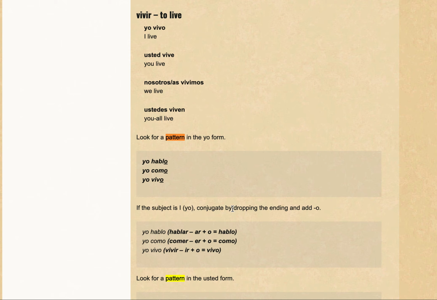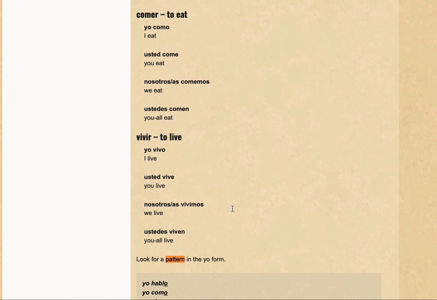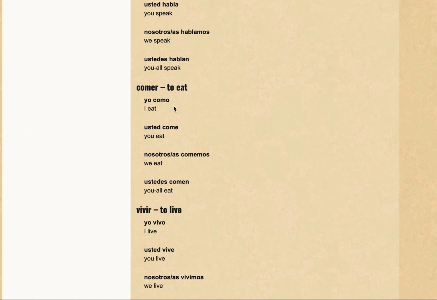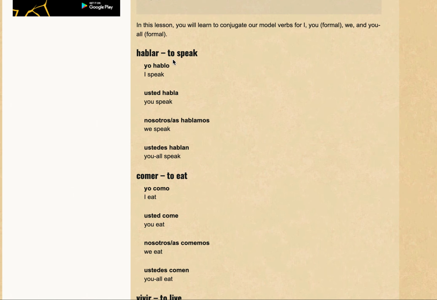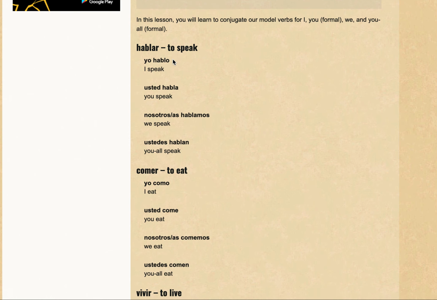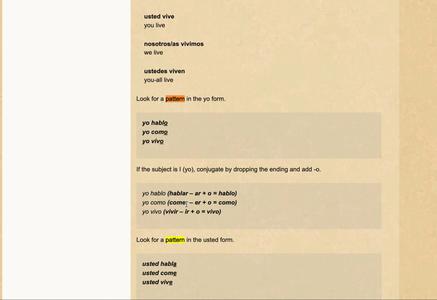So for instance here, yo como, yo hablo. Hablar is the original verb, right? And you drop the ending, so you drop AR and you add O to it. So comer, you drop ER and add O, drop IR, add O.